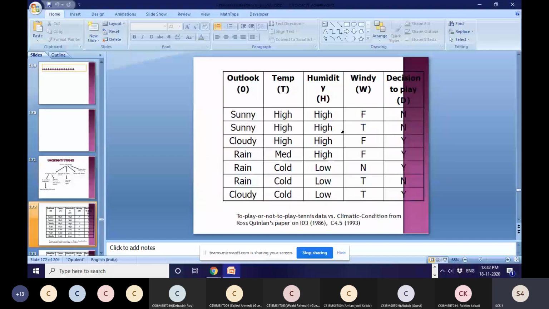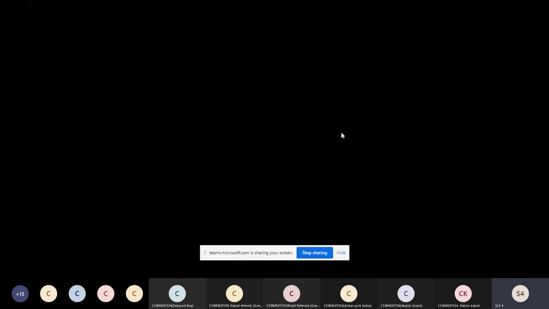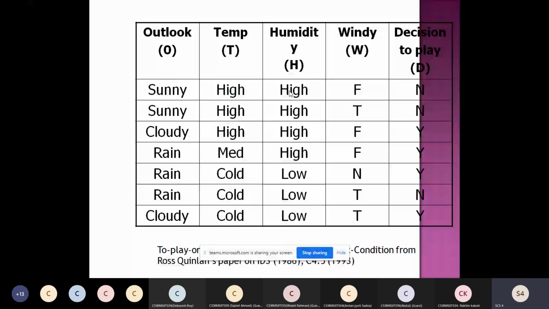You can see from this table that I'm starting today's lecture from here. Do concentrate. We have outlook, temperature, humidity, windy, and the decision to play or not. With the help of these conditions we are deciding whether to play or not. This type of thing is known as a condition-based decision.